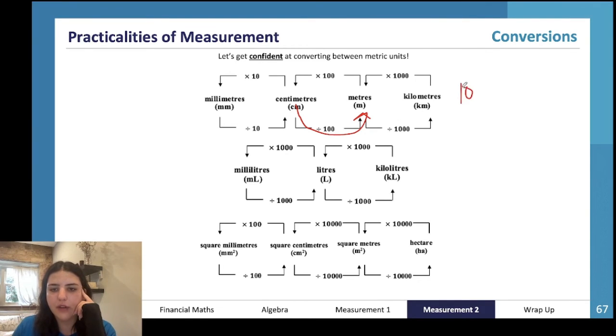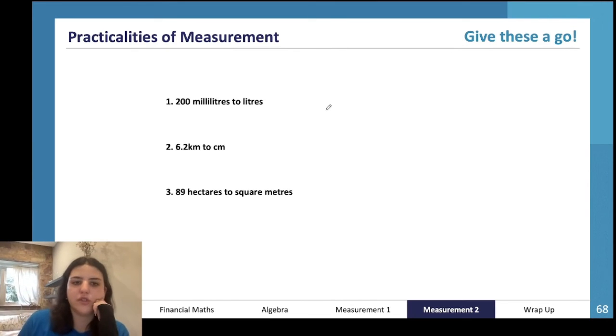But if you have 100 centimeters, it's actually 1 meter. The zeros have dropped off, right? The 2 zeros have dropped off. This is representing how many zeros are going to drop off. So we're going to do these 3 conversions first.